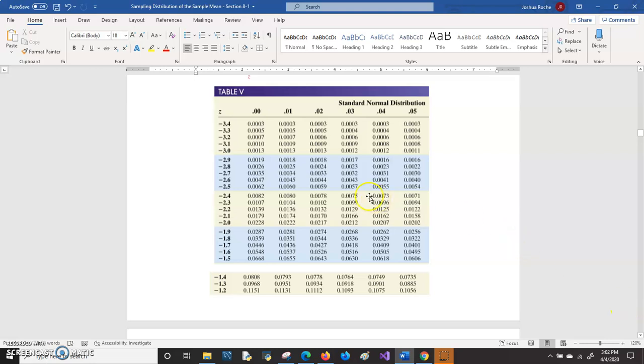So we want the z of negative 1.45. So here's negative 1.4, and then here's the 5. They line up to about right here. Negative 1.4, and here's the 5. So 0.0735.